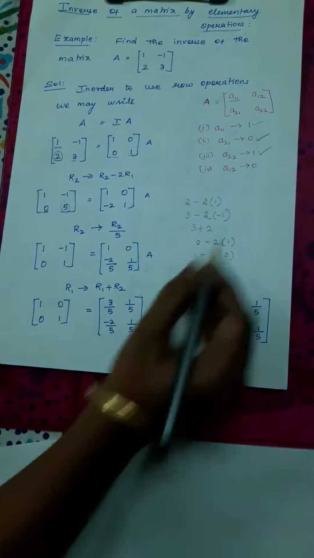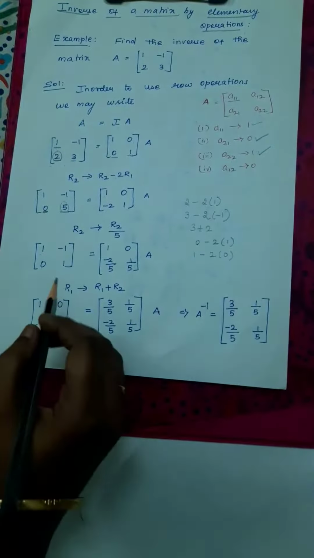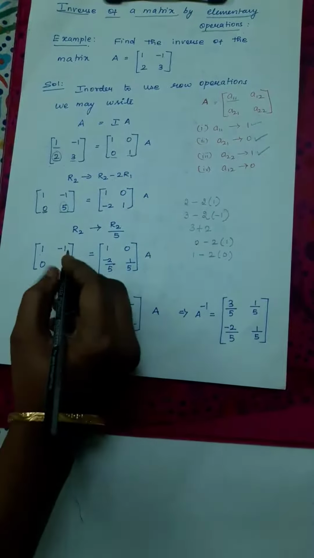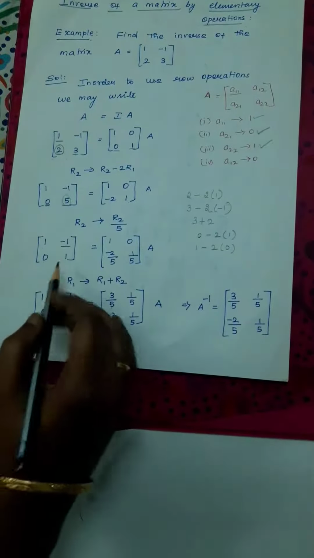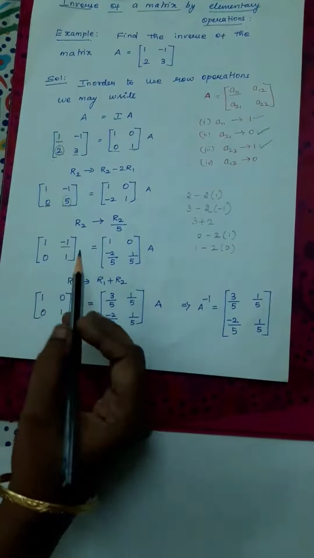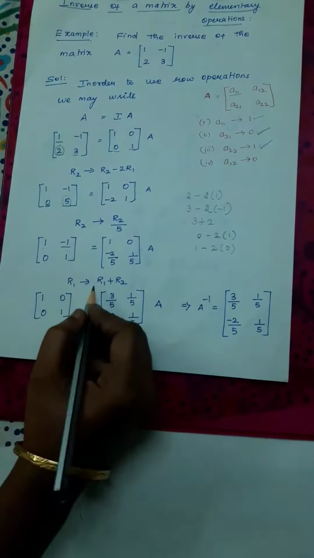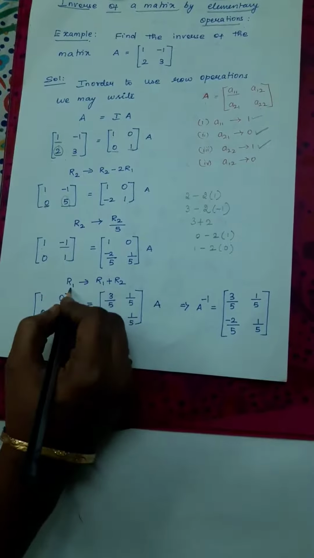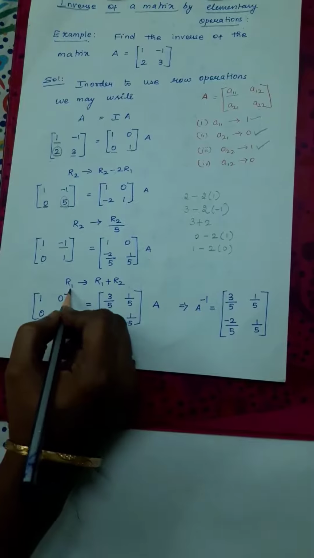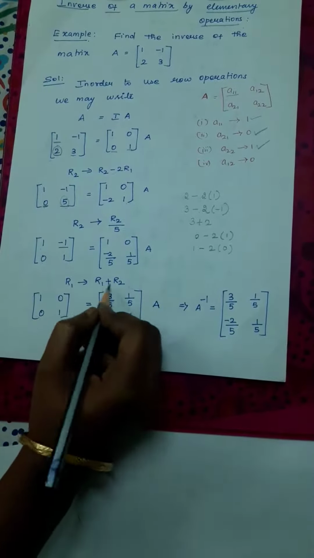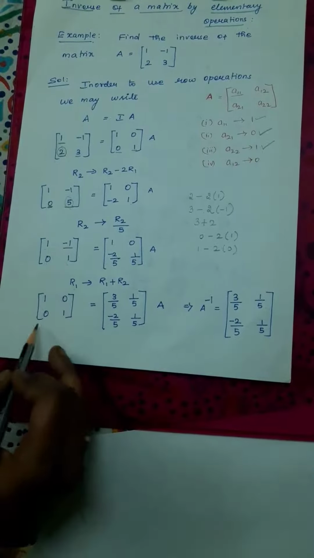Now we need to convert the A12 position as 0. What element is there in the A12 position? I think the number is minus 1. How will you convert minus 1 to 0? Directly we cannot add anything. So now we are going to convert this to 0 by adding two rows. We are going to change R1. That will be symbolically written as R1 implies R1 plus R2. So write R2 as it is, 0 and 1 here.